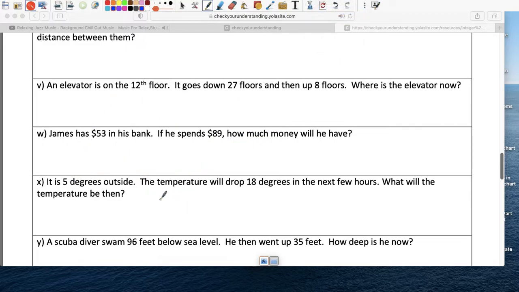It's 5 degrees outside. That's the starting temperature. It will drop 18 degrees over the next few hours. What will be the temperature then? Again, plus negative 18. That gives us negative 13. Or if you did 5 minus 18, that's okay too. You'd still get negative 13.